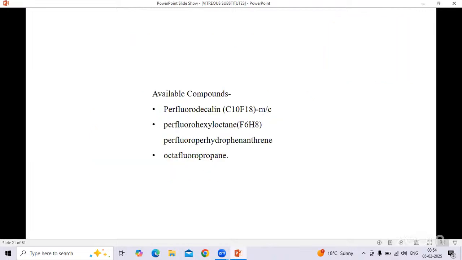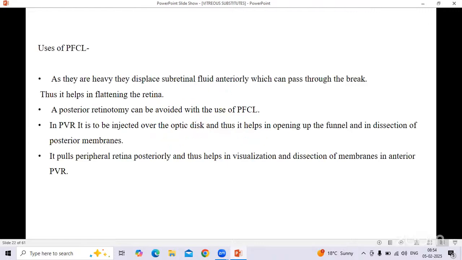The available compounds here are perfluorodecalin, perfluorohexyloctane, perhydrophenanthrene, and octafluoropropane. They displace fluid anteriorly and can pass through the break. Thus, they help in flattening the retina.